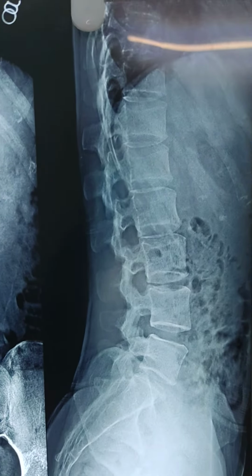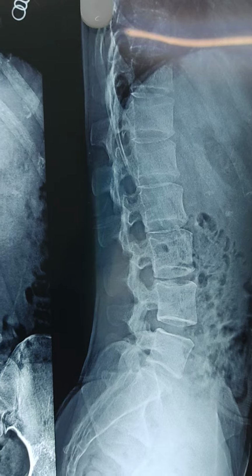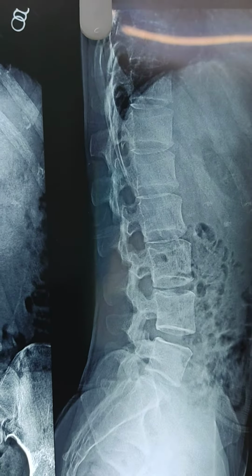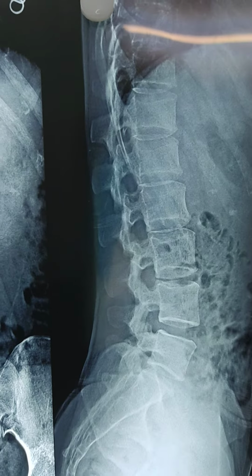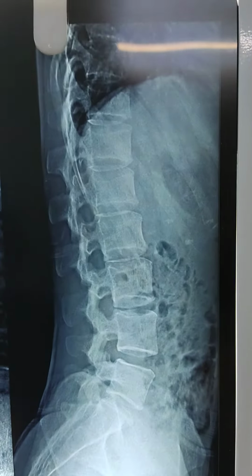Hi, hello friends. In this video, we shall learn how to read a normal LS spine X-ray. So basically, the first thing we should see is whether the normal lumbar lordosis curve is maintained or not. Here it is looking fairly normal.